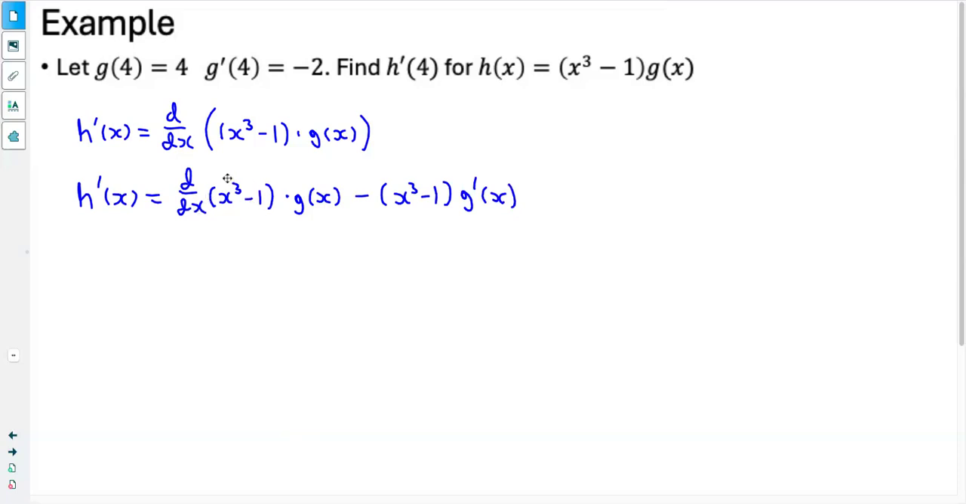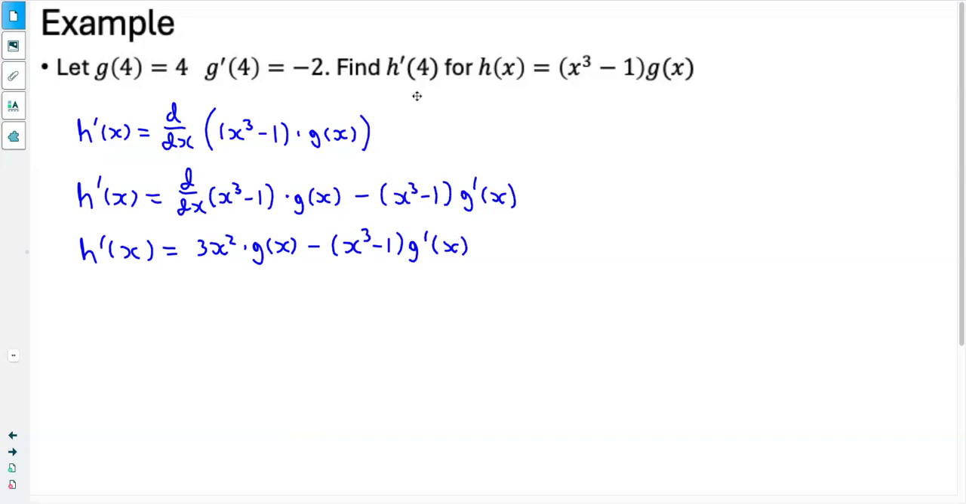So we'll take the derivative of our x cubed minus 1, so h prime of x is equal to 3x squared times g of x plus x cubed minus 1 times g prime of x.